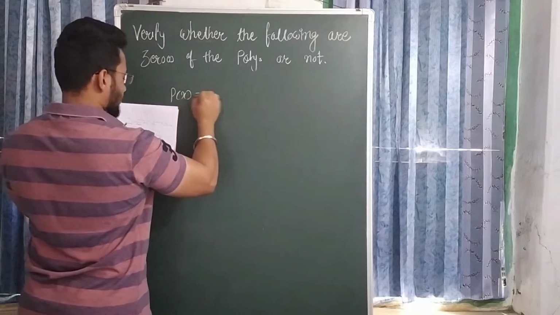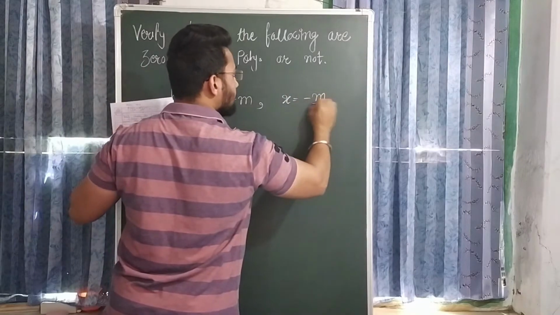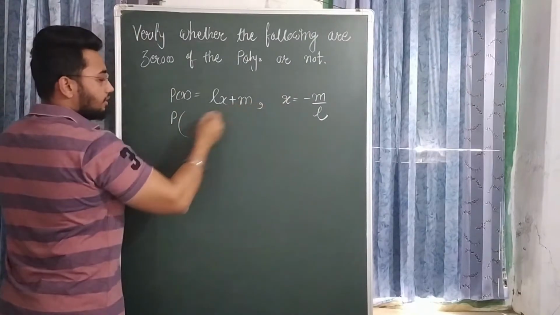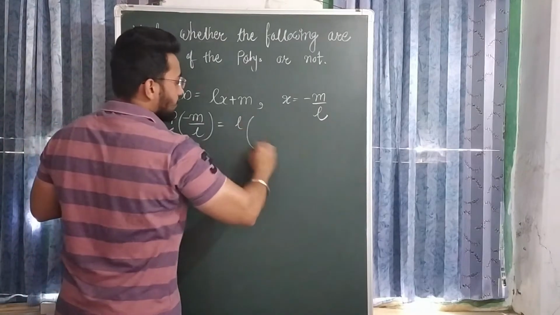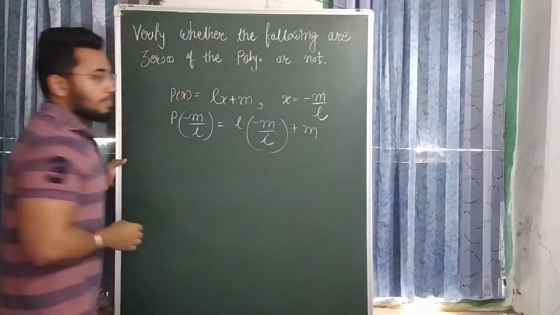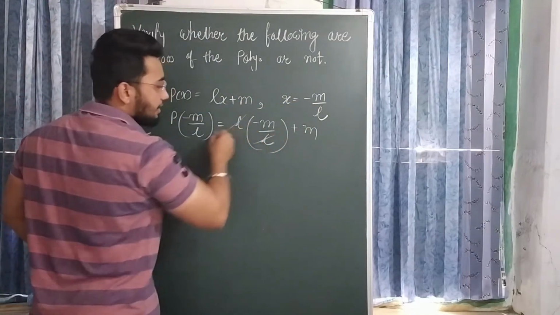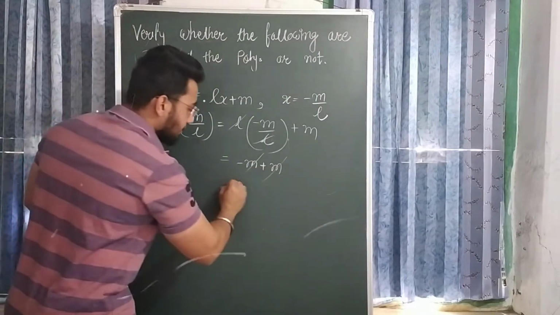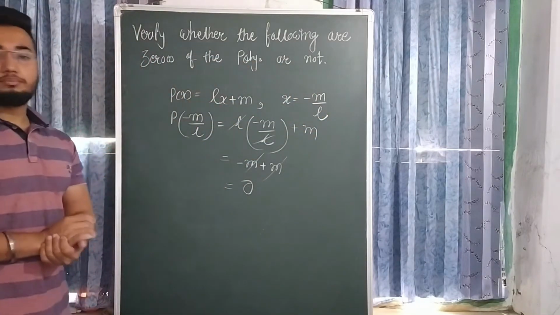P(x) is equal to Lx plus m, where the value of x is minus m by L. So simple, we have to put the value of x here. In the polynomial, minus m by L we have to put in place of x. So L, here is x, I just have to put here minus m by L, plus m. Wherever I wrote x, I put this. Now next, L will cancel, minus m plus m, these two also cancel, and our answer is 0. So we can say that this number is a zero of this polynomial. Yes, we can say that.